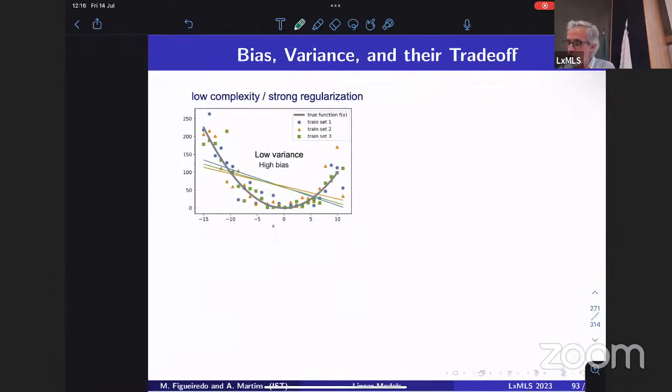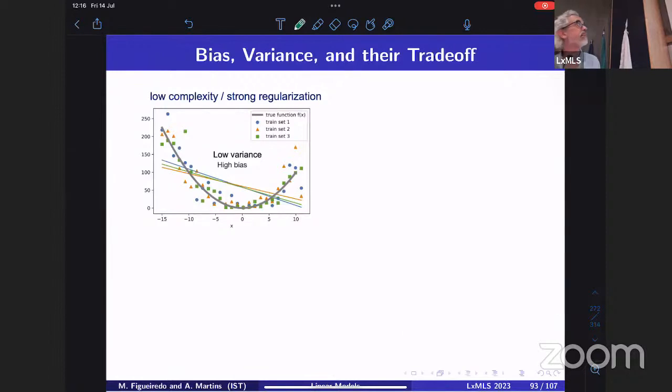Okay, you cannot talk about machine learning without talking about bias, variance, and their trade-off. So what do I mean by bias and variance? Let me try to explain in this picture. Suppose this true function is this gray line, say a quadratic line. And I extracted three different training sets, samples from that gray line. I extract maybe 20 blue points, 20 orange triangles, 20 green squares. I have three data sets. And I'm going to fit a straight line to all those three data sets. And I get those three lines.